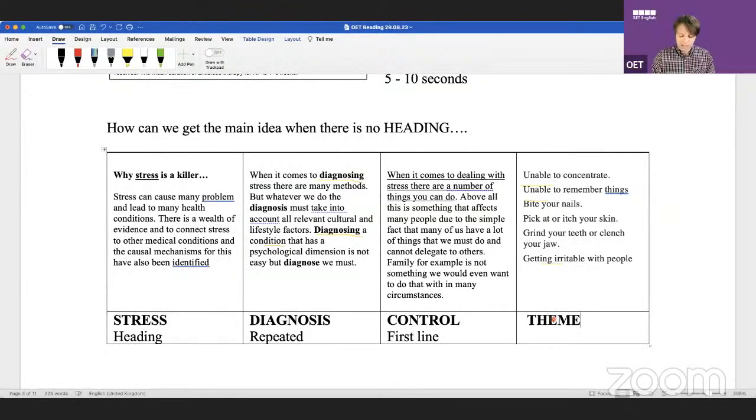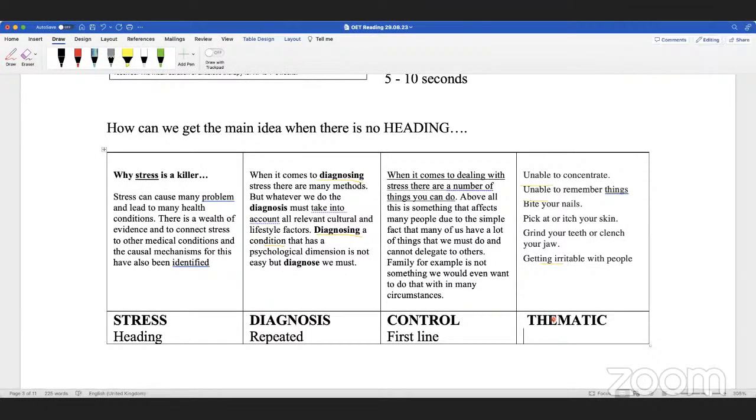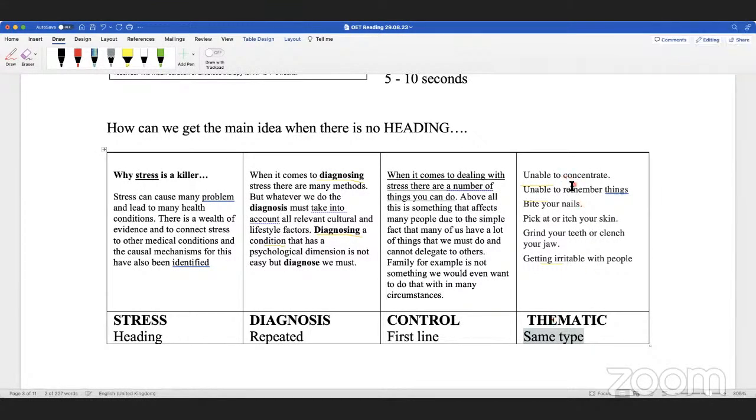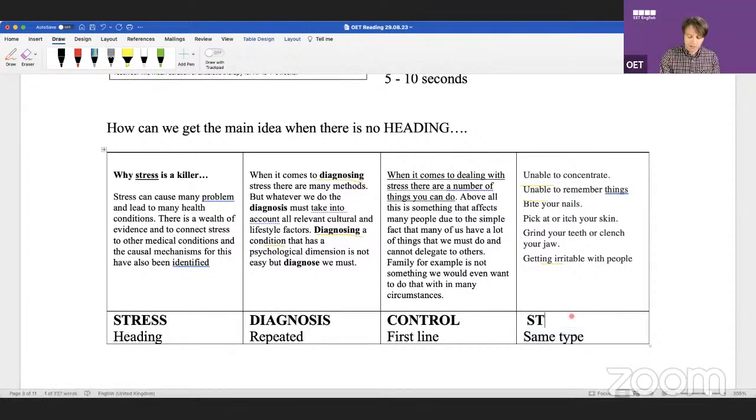Theme, right? Thematic. What are thematic words, Andrea? Could you tell us? The words in the same category. Yeah, it's like the same type. So can you give me some examples of thematic words? In the text, it's unable to concentrate, to remember things, bite your nails. So this is symptoms, isn't it? Symptoms, or signs, and we got it from thematic words.